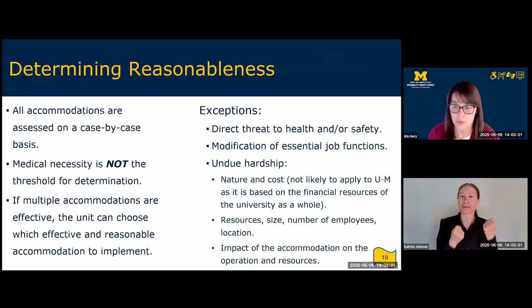The only exceptions to a reasonable accommodation are as follows: a direct threat to health or safety, modifications to essential job functions, or an undue hardship on the unit. This can generally be described as a negative impact on unit operations based on the resources available.